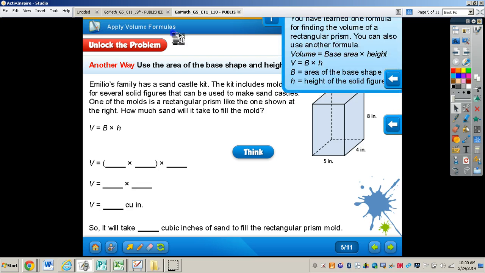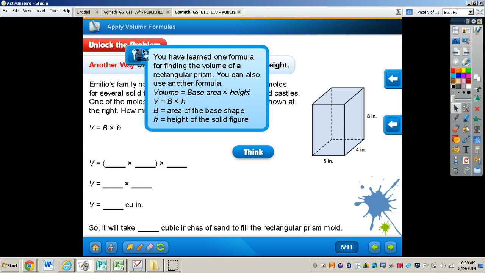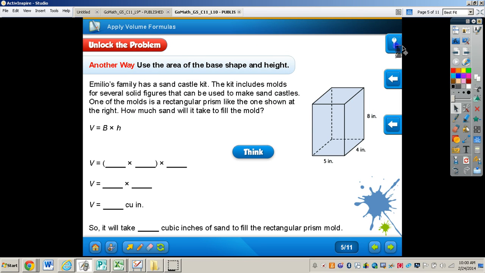It is important to understand that we've learned one formula for finding the volume, which we just did: length times width times height. So V equals L times W times H. You can also use another formula: volume is the base area times the height. The base area is when you find the length and the width, which we did in a previous video. So V equals B times H, base area times height. Let's take a look at this problem.